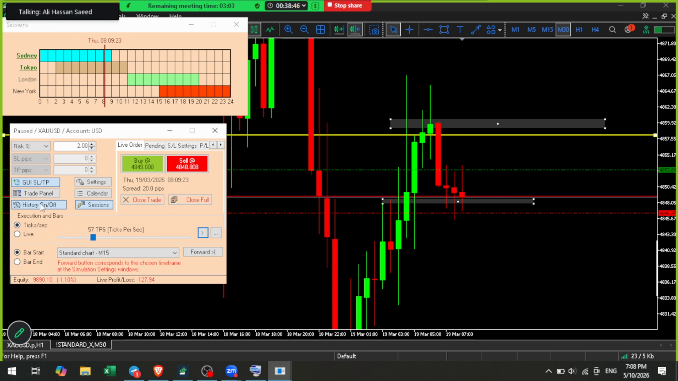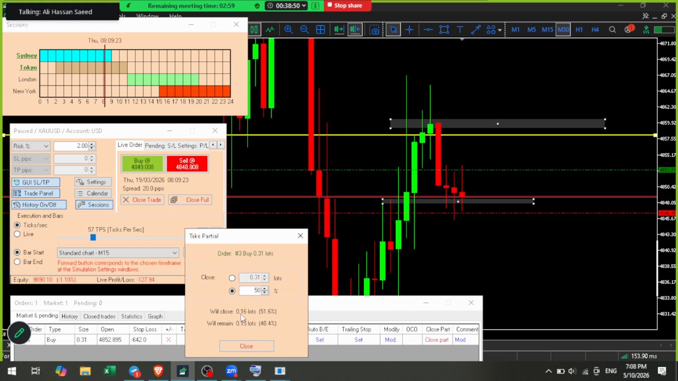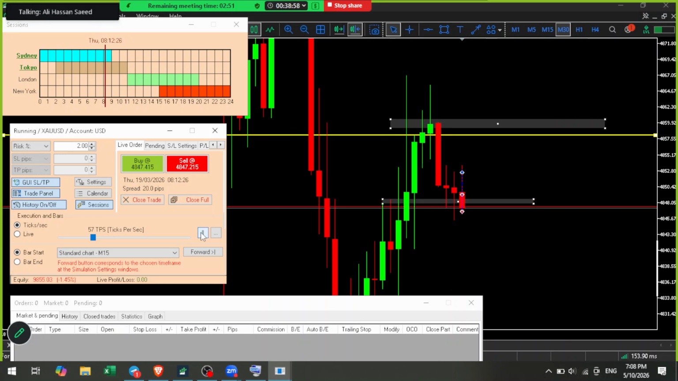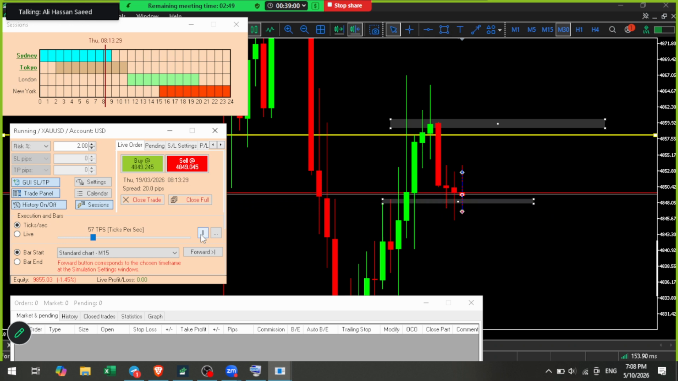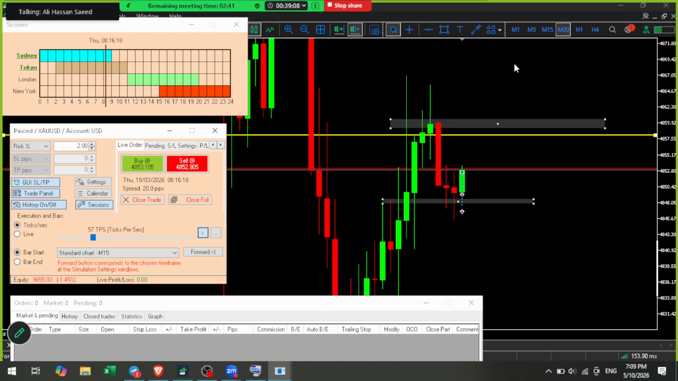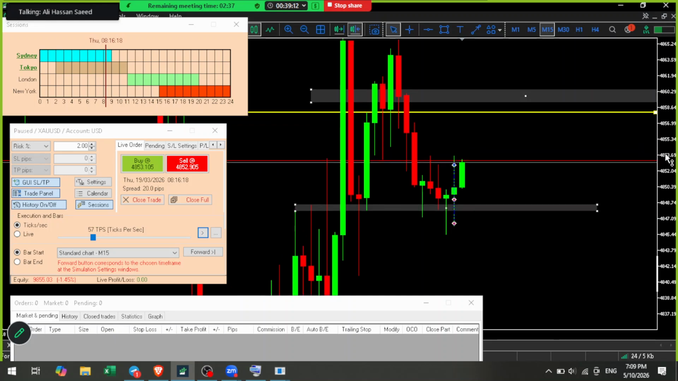Okay, we have to manage our risk. Close 50%, that is it, and let the rest run till full stop loss. Yes. Hmm. It is now trying to push up. There is a 15-minute candle close. Let's see how that closed.